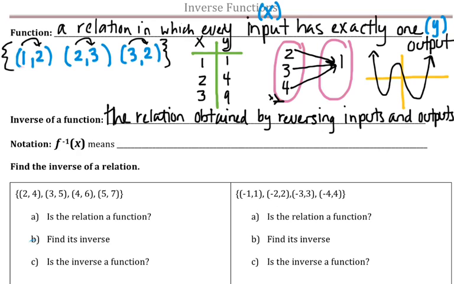So the x's become the y's, and the y's become the x's. Then we have a little notation before we put this definition to work. When you see that little -1, a lot of people think it's an exponent. But that's how mathematicians say that this is the inverse of the regular function. So we read it f inverse of x. It's just the inverse of the function f of x.